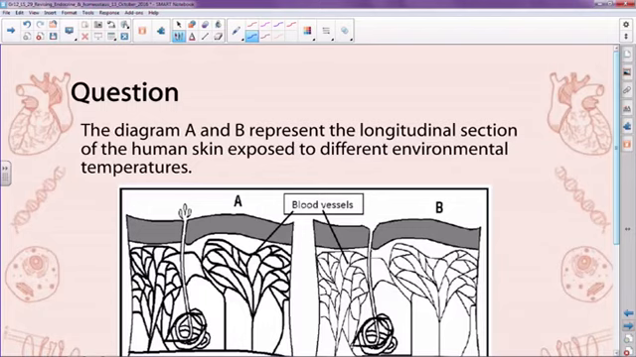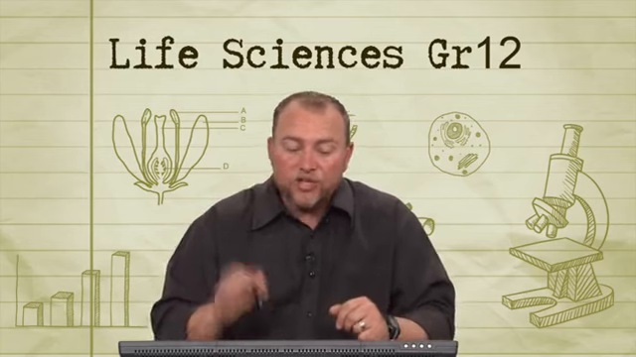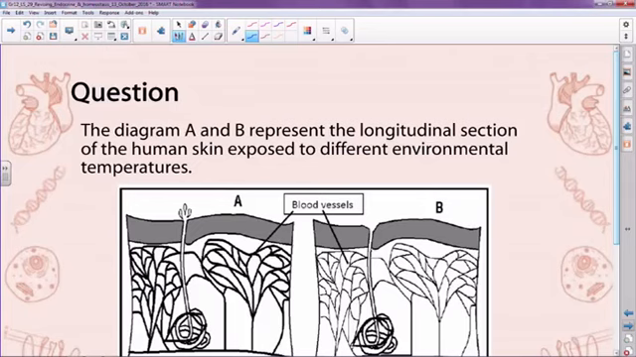Of course, we have more than just one set of hormones that do the work of homeostasis. Remember the balance in the body. And this one's quite cool. The diagram A and B represents a longitudinal section of the human skin that is exposed to different environmental temperatures. Now let's have a look at these two.